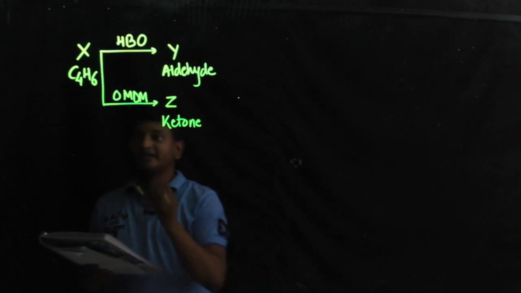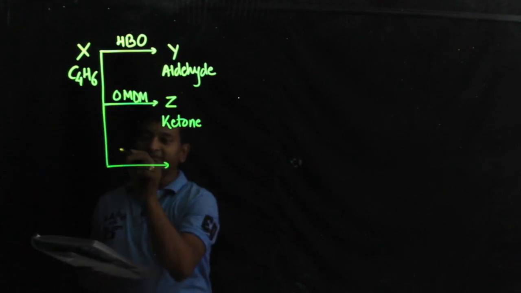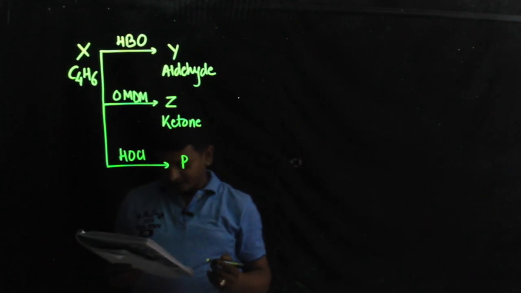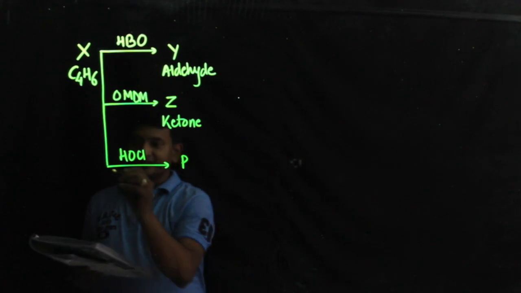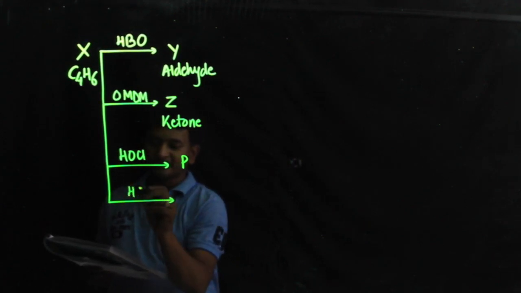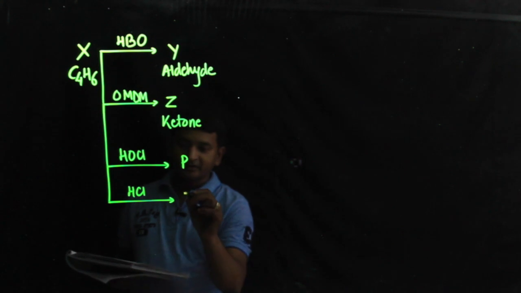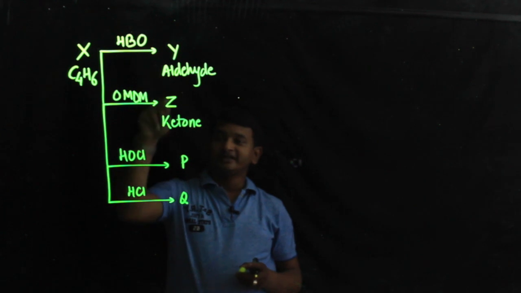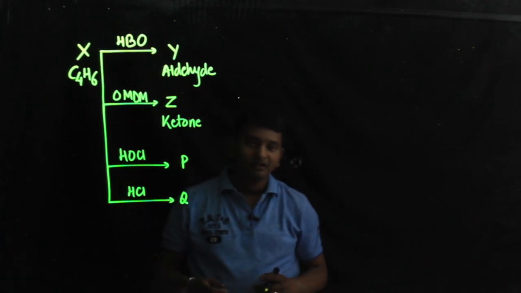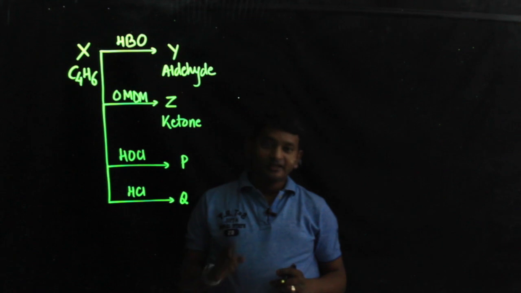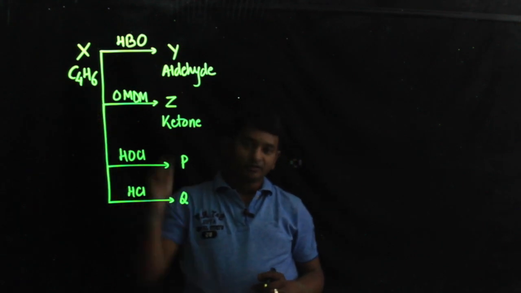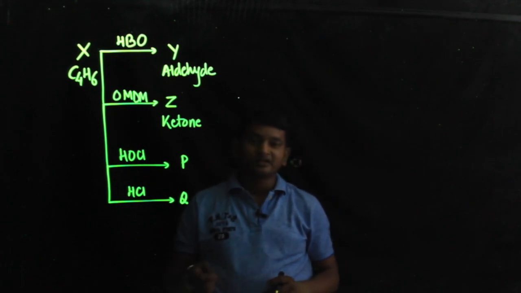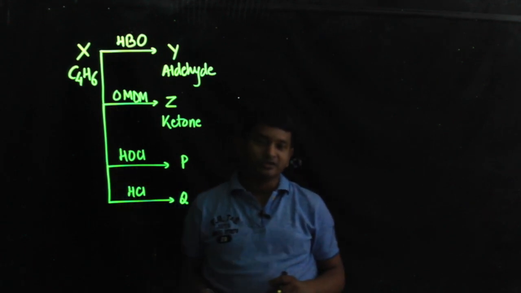Compound X on treatment with HOCl gives compound P, and on treatment with HCl gives compound Q. And it is asked what is the structure of X, Y, Z, P and Q. Listen, whenever there is a molecular formula in the question, you first make a structure, and after making the structure you can easily solve the question.